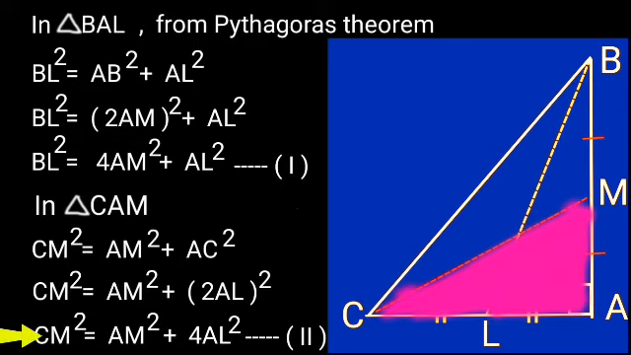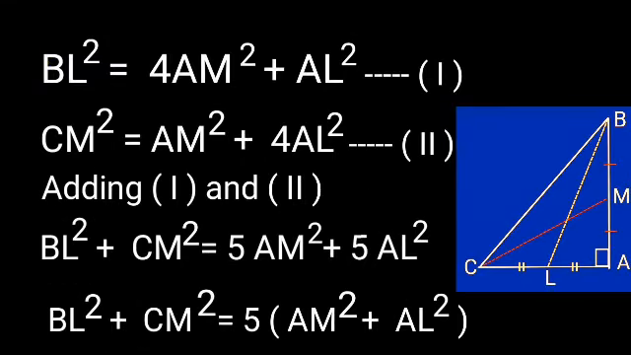second equation. BL square is equal to 4 times AM square plus AL square. This is our first equation. CM square is equal to AM square plus 4 times AL square. This is our second equation.